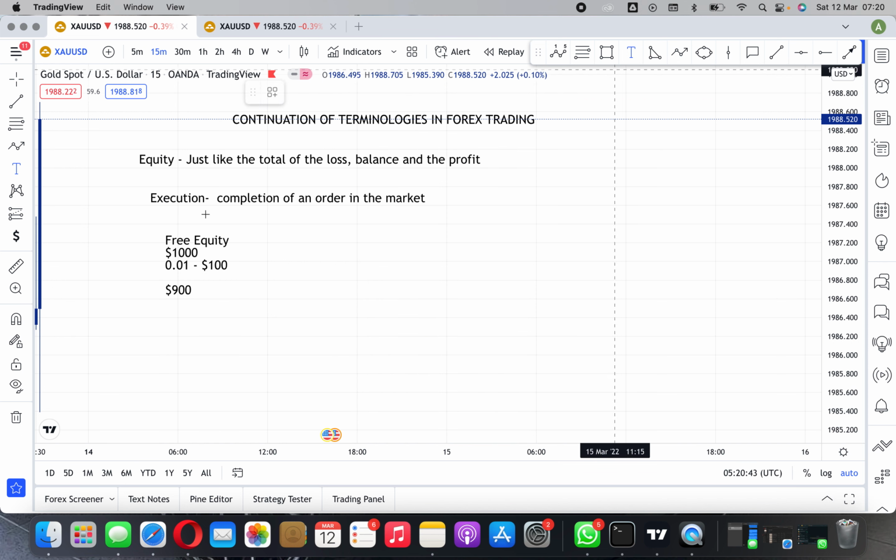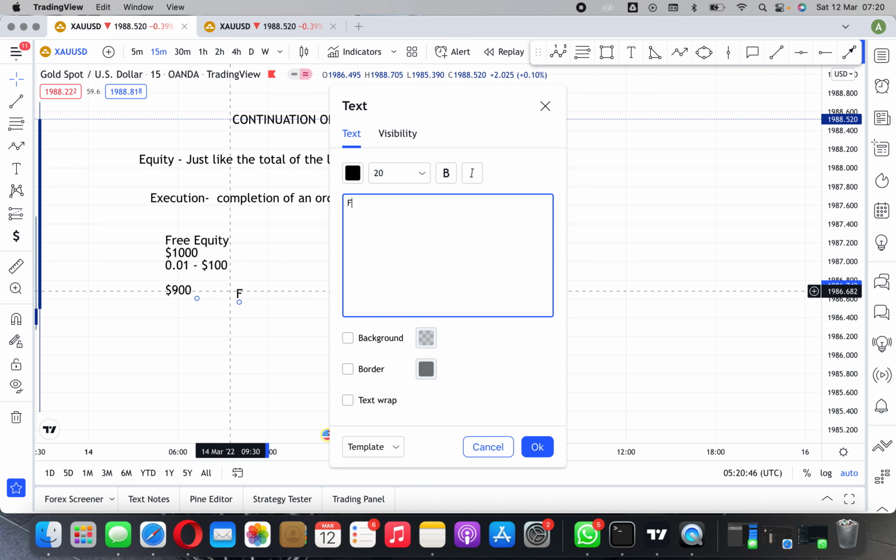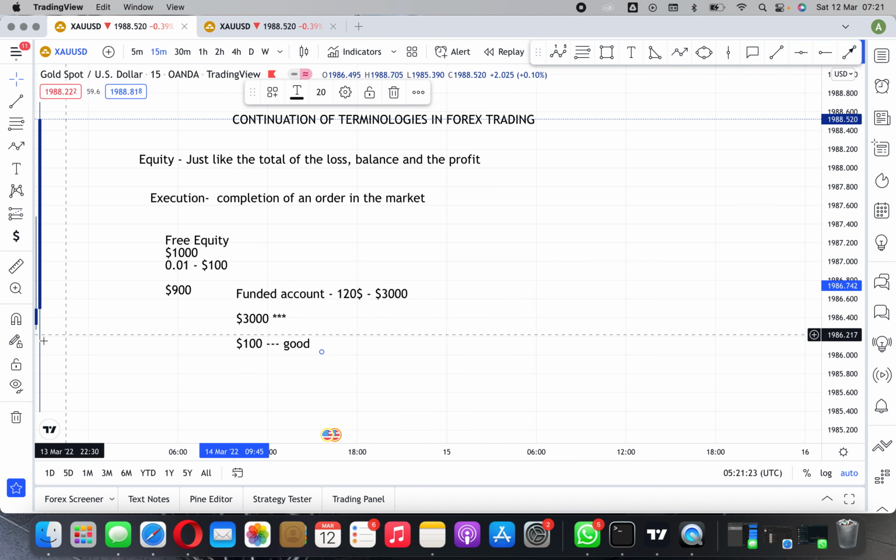But some will not actually allow you, because we have some funded accounts. We call them funded accounts. The reason is you are going to pay maybe $120 and they are going to give you maybe a $3,000 account, and after trading, your minimum balance in that account will be $3,000. You cannot withdraw it, no way. But the profit that you're making, maybe you are making $100 profit in a day, you can actually withdraw that. You understand? So that's how some of these things work.